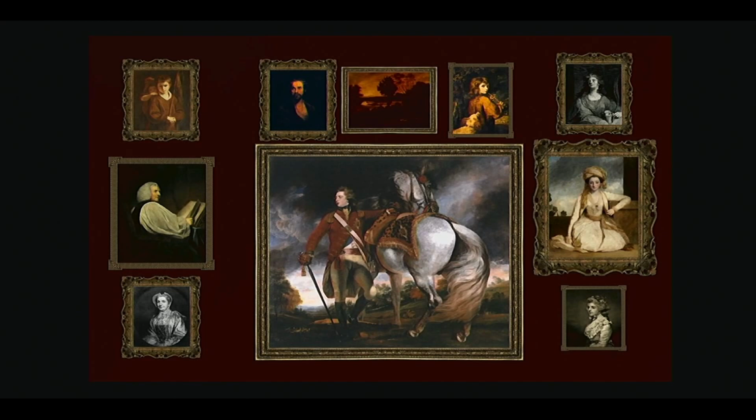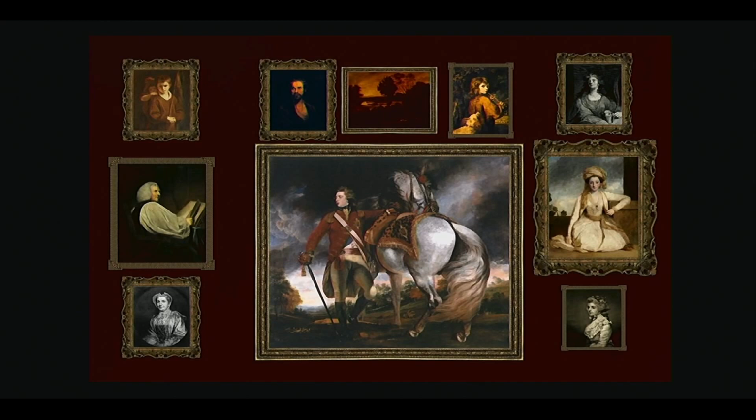And matching this range in genre and in time period is the social diversity of the subjects. We see here everyone from the king to working class children, a demonstration of Reynolds' versatility. But that is not the only potential reading of this wall. At its heart is the image of a controversial figure, George IV.